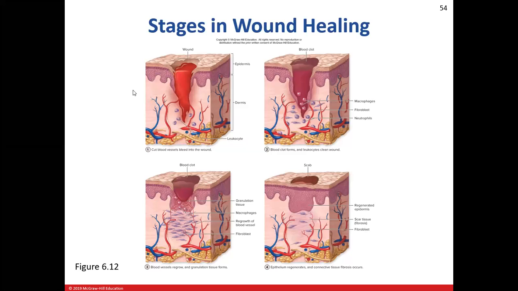So here you have your wound, the cut blood vessels that bleed into the wound. Here you have your blood clot that develops with our white blood cells and fibroblasts and everything coming in, trying to keep everything clean. Here we have our blood vessels that begin to regrow. And so you see this granulation tissue beginning to form. Our blood vessels are continuing to reach up to the surface of the skin.